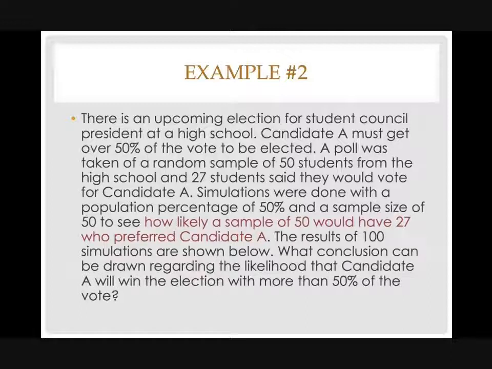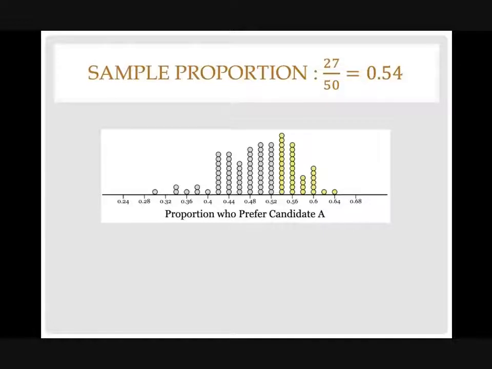The results of 100 simulations were shown below. What conclusion can be drawn regarding the likelihood that candidate A will win the election with more than 50% of the vote? So this is the case of majority rules. So this person wants to see what's his or her likelihood of getting more than 50% of the vote. So we have to look at the proportion here. So 27 over 50 would land at 0.54.